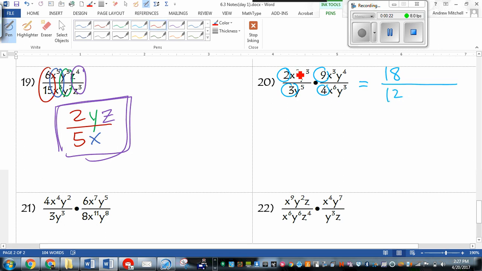Then let's look at the x's on top and on bottom. So x squared times x cubed. Since we're multiplying, we add those exponents. Now at the bottom, there's only an x to the 6th. There's nothing to multiply with, so we're just left with an x to the 6th.